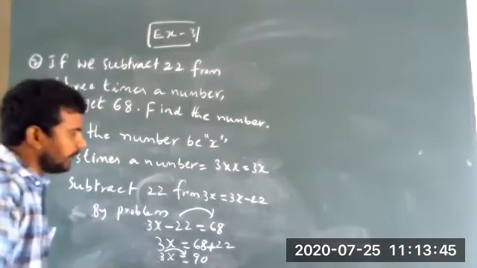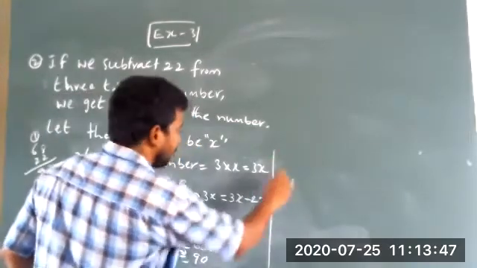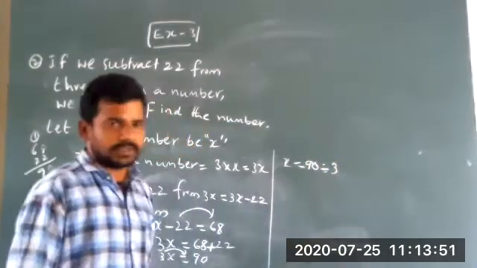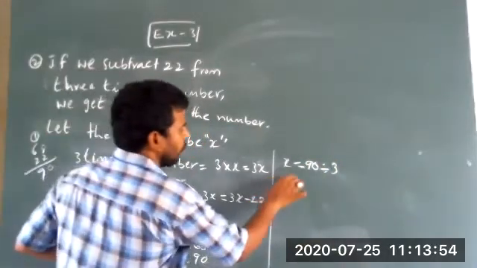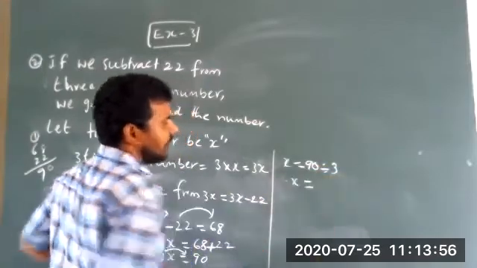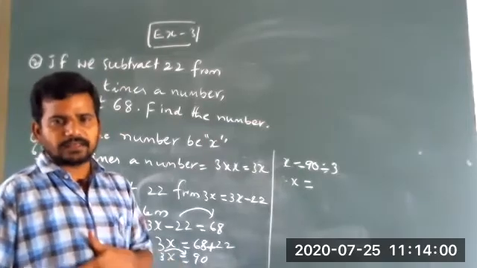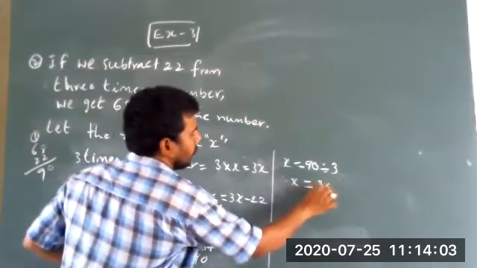So this multiplication quantity becomes a division quantity on the RHS side. So x equal to 90 divided by 3. Therefore, x equal to 90 divided by 3. How many times, children? 30 times. 3 thirties are 90. So x equal to 30.